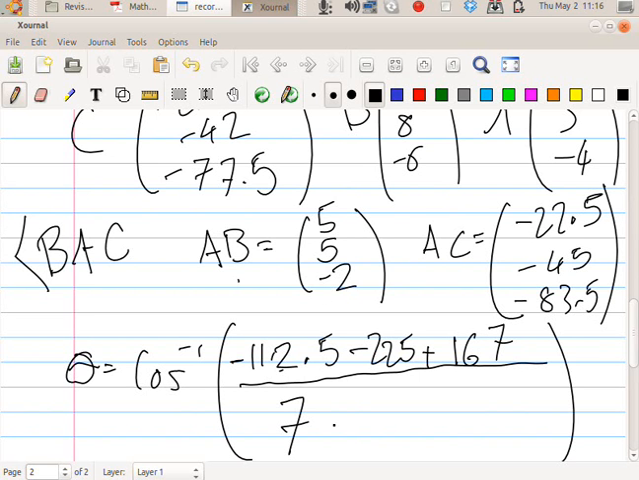7 square root, because the magnitude of this is 7, isn't it? No, 54. Square root 54. And then what's the other one? 506.25 plus 2025 plus 6972.24. So what's the total in the square root?